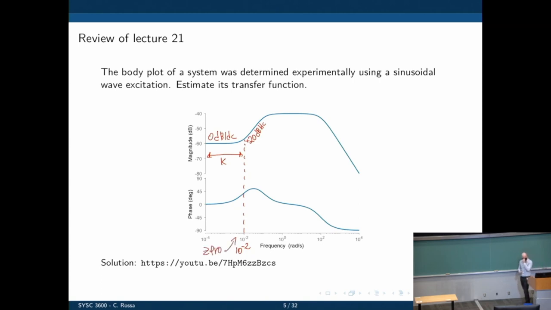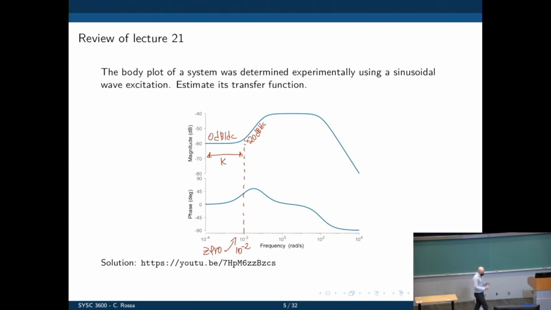Is this clear? There's a zero there? Look at the phase. The phase also started to go up. It didn't go up to 90 degrees because there's probably something pushing it back later, but the phase went up. If it was a pole, it would go down. It would go towards negative 90.